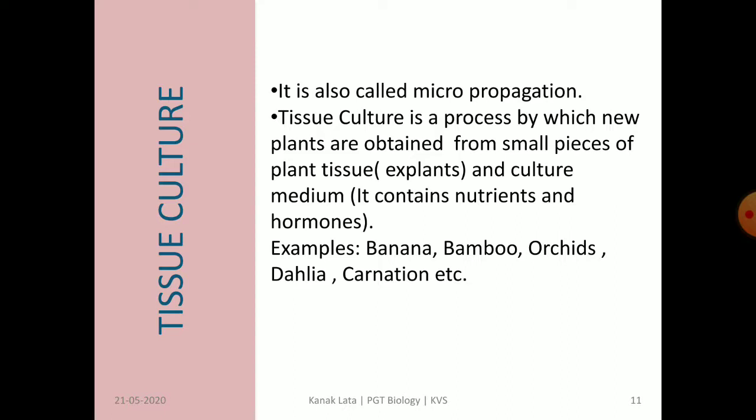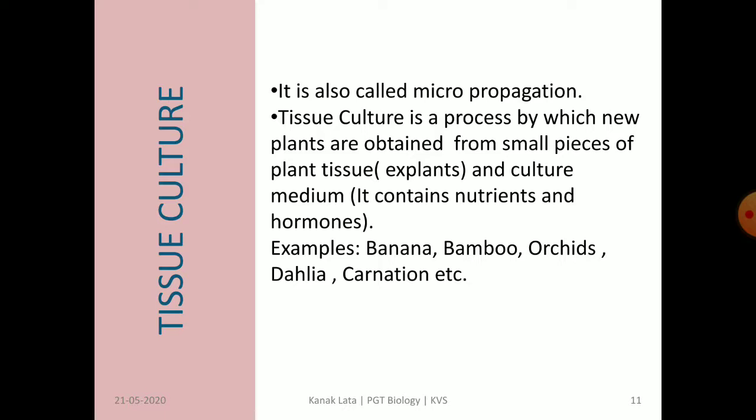Now let us see tissue culture. As the name indicates, it means culture of tissues. So how can culture of tissue be achieved? Here, small pieces of plant tissue, called explant, are grown in nutrient medium that contains nutrients and hormones, and this is done in aseptic condition, meaning a condition free from any type of microbes. It requires a lot of patience and a well-developed tissue culture lab is also required.